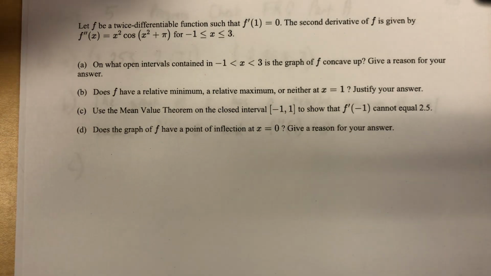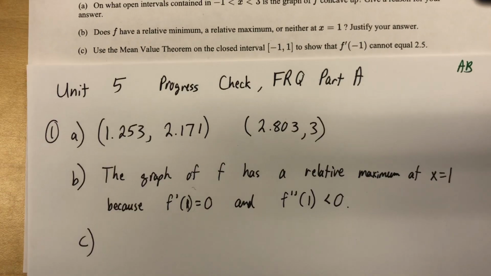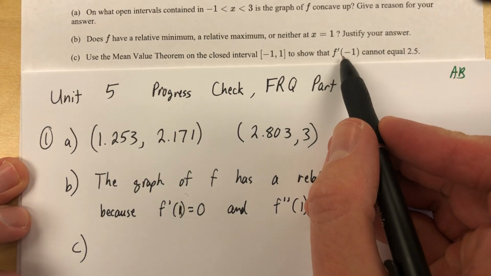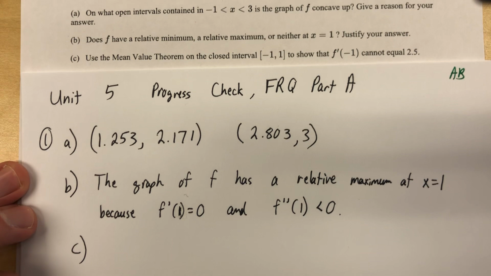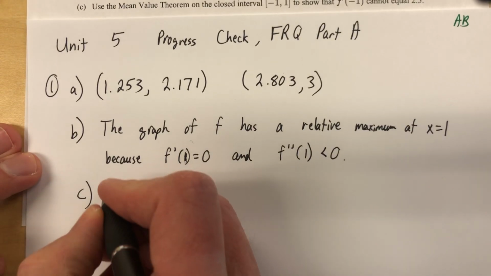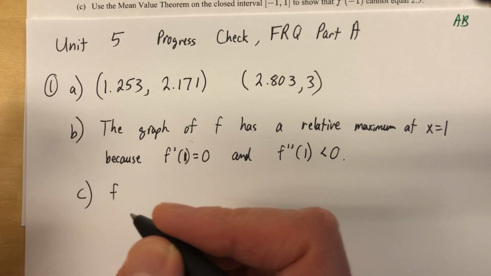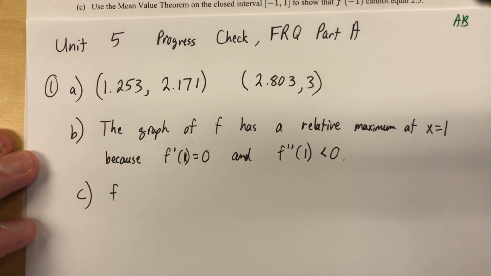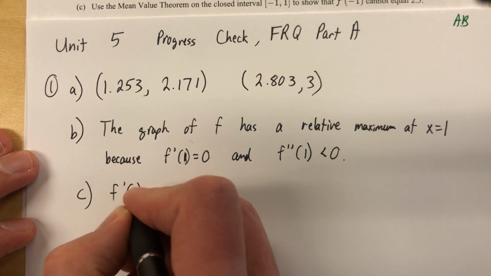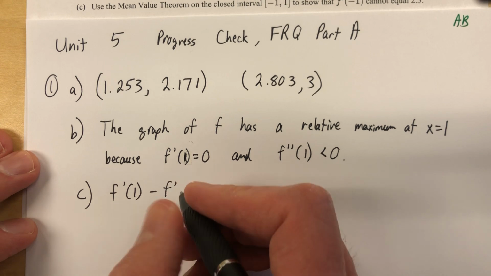Follow me closely. Use the mean value theorem on that closed interval to show that f prime of -1 cannot equal 2.5. Well, let's just start with the assumption that it does. So the slope of the derivative from -1 to 1 would be given by this. I just wrote this on my scrap paper, and now we're going to formalize it here.